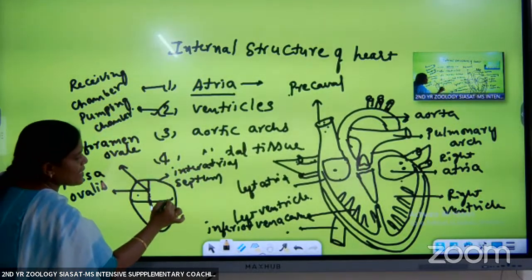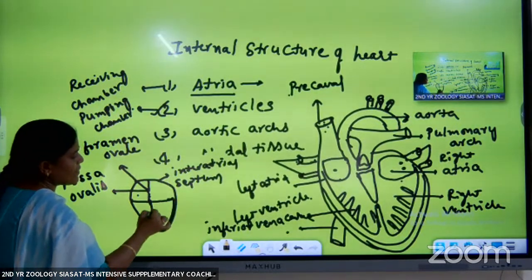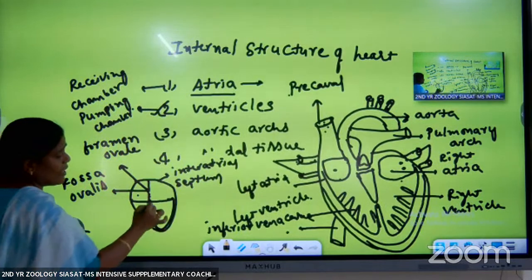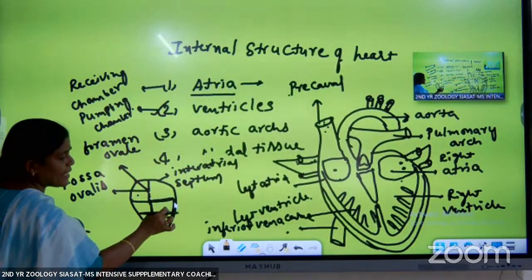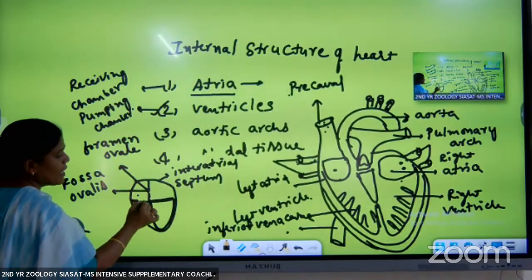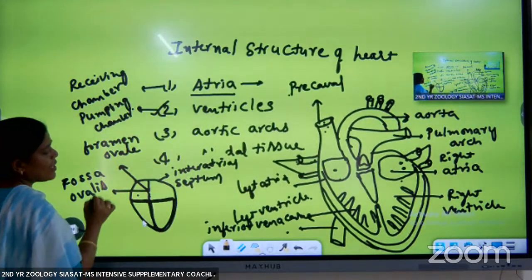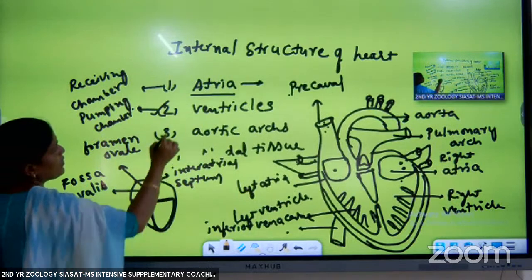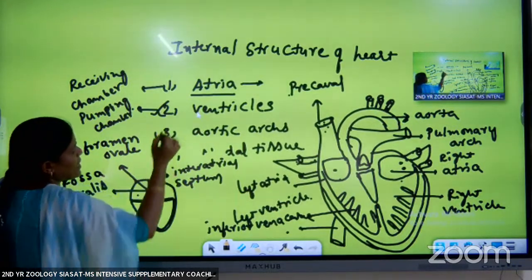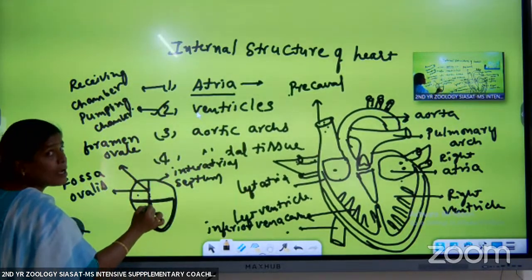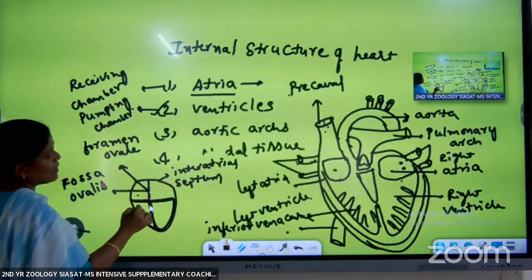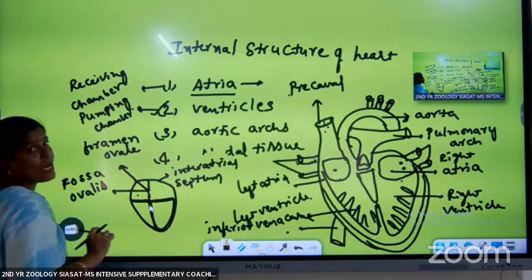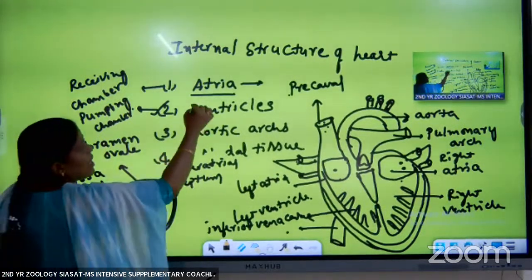The left ventricle is thicker than the right ventricle, because the left side pumps the oxygenated blood. The ventricles are the pumping chambers. They pump the oxygenated blood out by the aorta, and they pump the deoxygenated blood by the pulmonary arch. This one is about the ventricles.